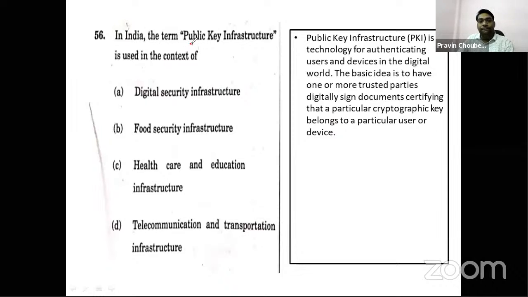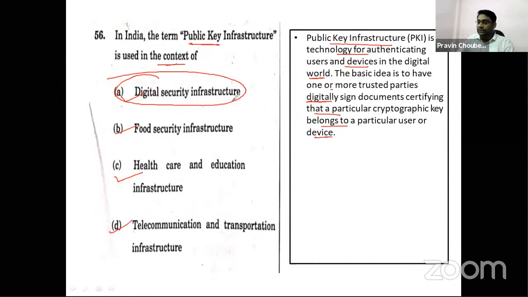Now in India the term public key infrastructure is used in the context of digital security infrastructure, food security infrastructure, healthcare and education infrastructure, telecommunication and transport infrastructure. So public key infrastructure is used in the context of digital security infrastructure. Public key infrastructure is a technology for authenticating users and devices in the digital world. The basic idea is to have one or more trusted parties digitally sign documents certifying that a particular cryptographic key belongs to a particular user or device.